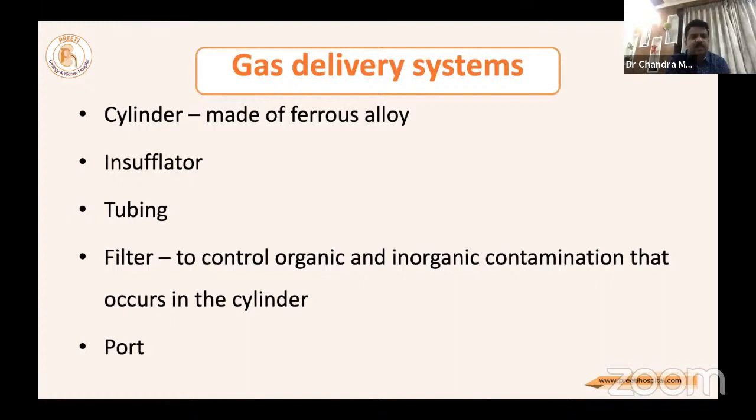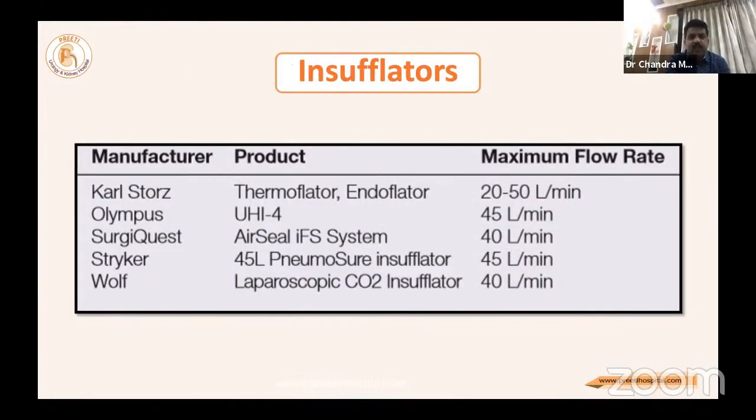So, gas delivery systems, nothing great: cylinder, insufflator, tubing, filter, port. See, rate of flow: if you buy a high rate of flow machine, there is no advantage. On an average, the rate of flow you use is 10 liters per minute. If you want to do suction in a case of bleeding, like from the IVC, where you want to quickly suck and take a bite, that time flow should be very good. Then you should take 45 liters per minute or 50 liters per minute. So the advantage of high flow is only during bleeding, where the maximum amount of CO2 comes.